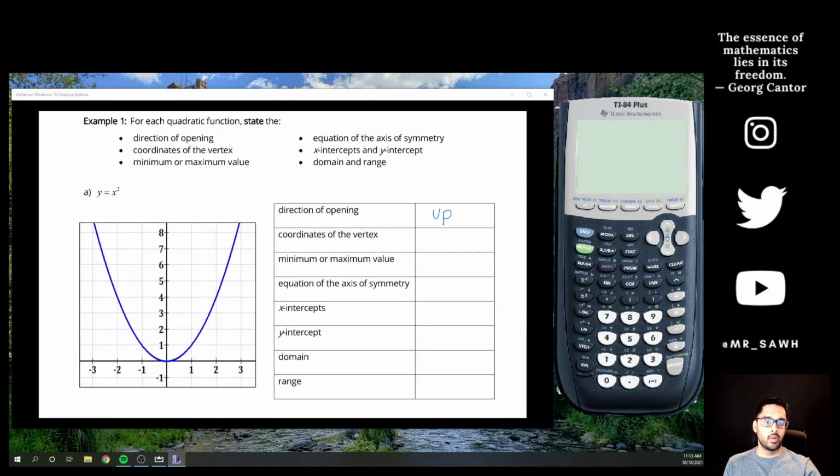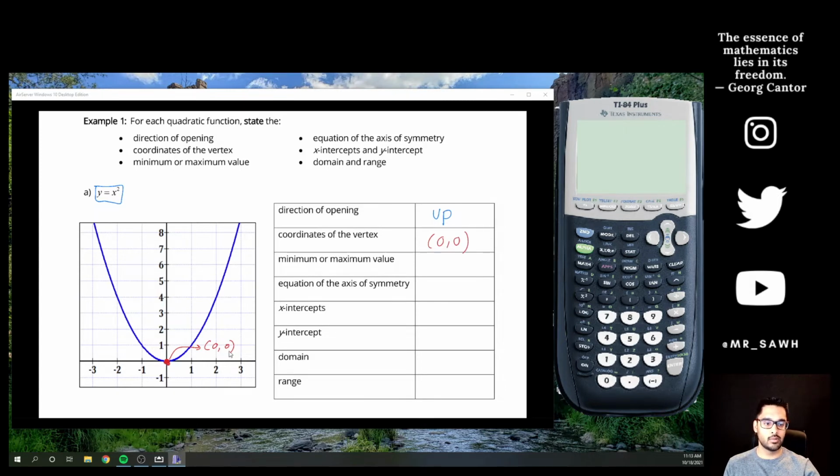Okay, and another reason I know that: if my equation is x squared, well, the x squared term is positive, right? So I know it opens upwards. Coordinates of my vertex. Well, if I look for it on the graph, there's the point of it, right? And it's right on the origin. So this is really 0, 0. Those are my vertex coordinates.